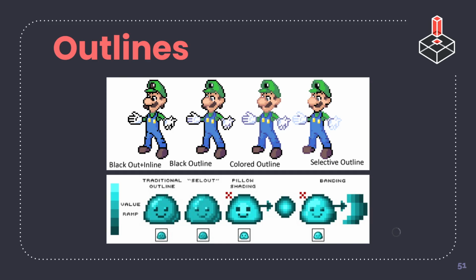Sellout is basically putting the anti-aliasing onto the outline. Colored lines usually face the light source while the dark outlines face away.